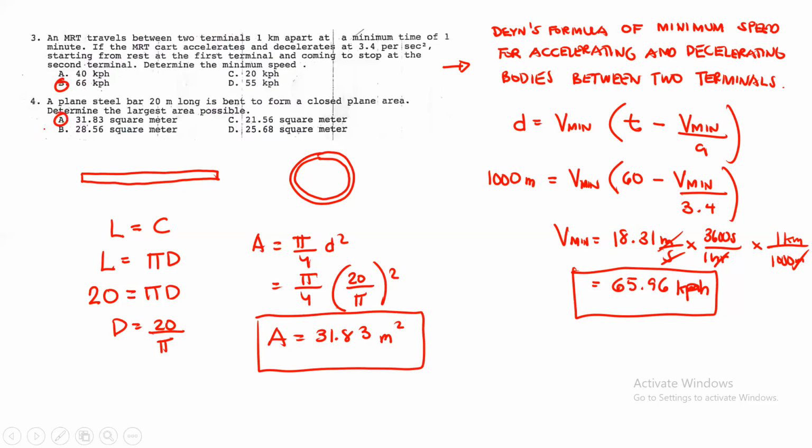So take note, guys, when you have a bar that you bend to form a closed plane area, the largest area that we can get is always the area of the circle. Then the condition is the length is equal to the circumference of the circle.